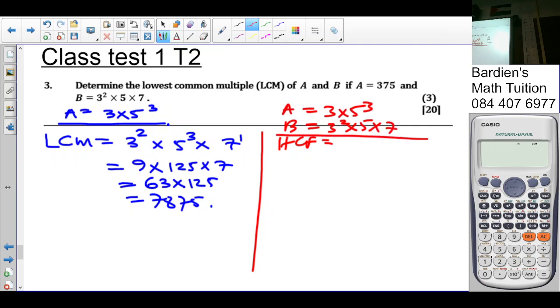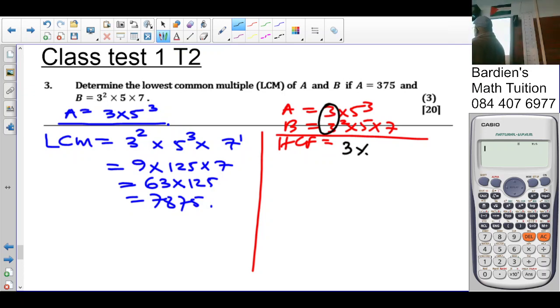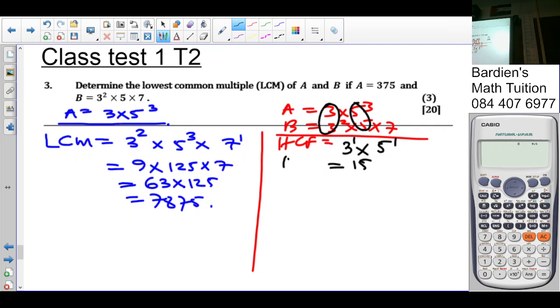So the highest common factor, we said the base must occur in all of it, and we take the lowest. Does 3 occur in all of it? Yes. So you'll have 3. Does 5 occur in all of it? Yes. So you have 5. Does 7 occur in all of it? No. So what's the lowest exponent on 3? 1. And 5? 1. So the highest common factor here is then 15. Can you see? So highest common factor and your lowest common multiple.